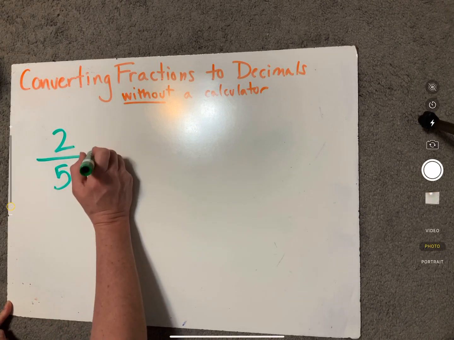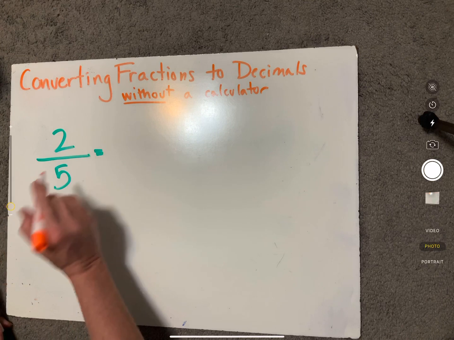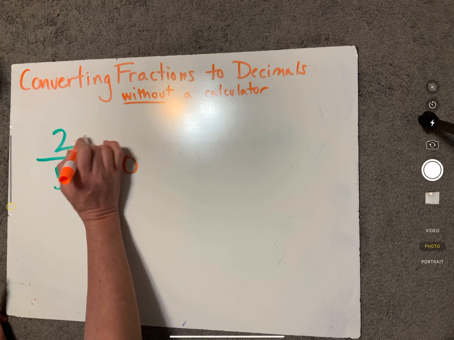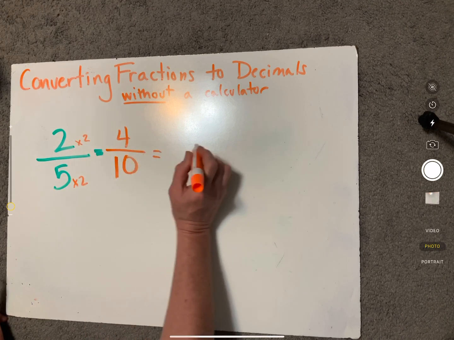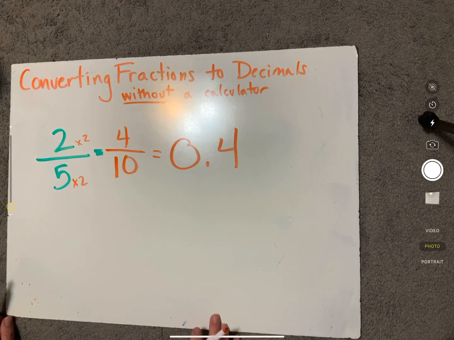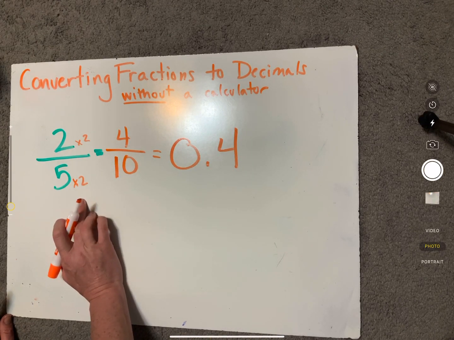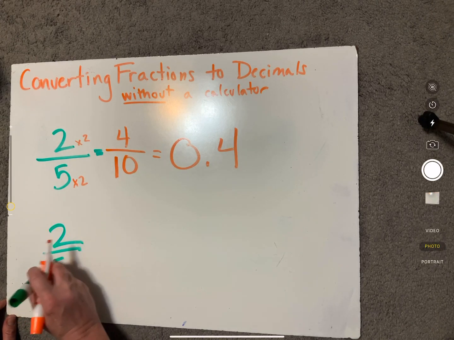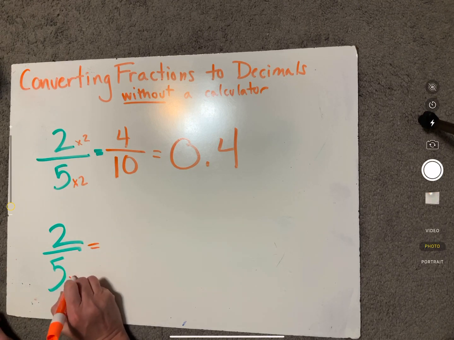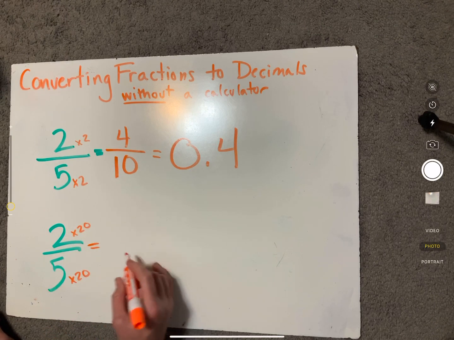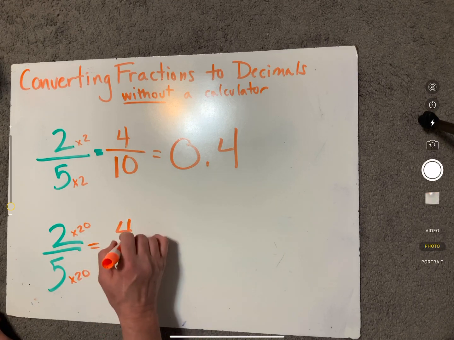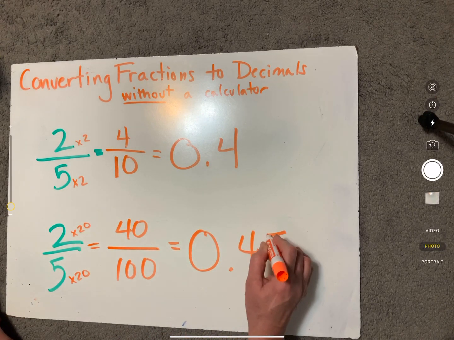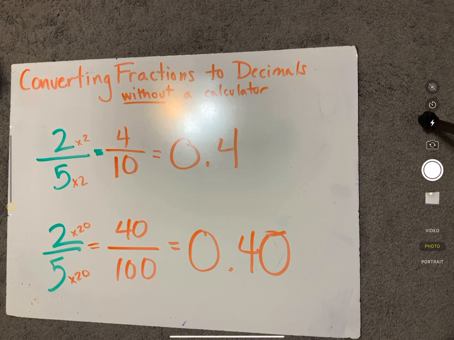Let's do 2/5. Now, with 2/5, probably the easiest way to do this is to get this into 10. So 5 times 2 would be 10. 2 times 2 would be 4. So this would be 4/10. Now, if you really want to, you could make this into 100. So if we multiplied this bottom number by 20 and the top number by 20, we would get 40 hundredths. So 40 hundredths, again, would look like this. So they would be equivalent, okay?